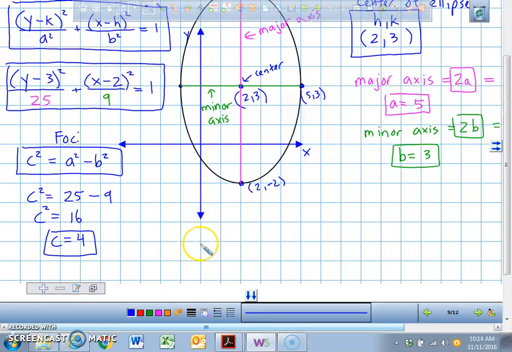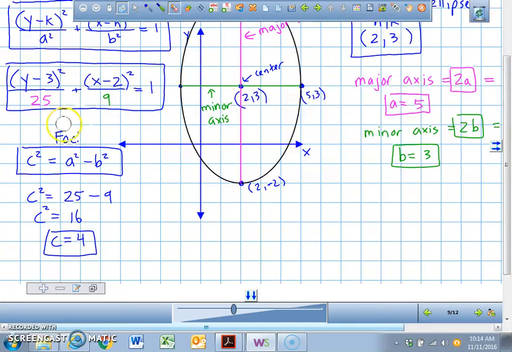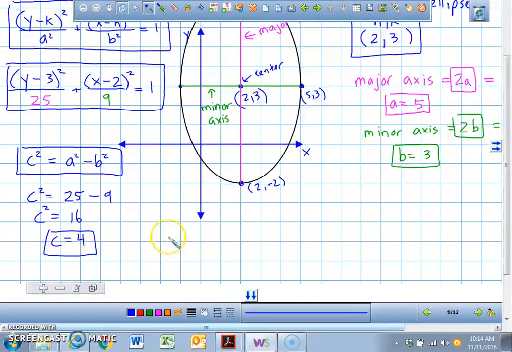So this formula right here, c squared equals a squared minus b squared, is going to help us find our foci. By the way, foci is the plural of focus. We have 2 foci, which means we don't say 2 focuses. We say 2 foci.